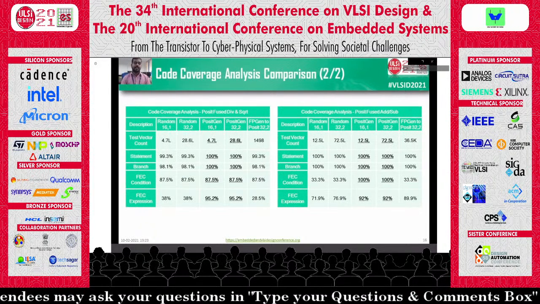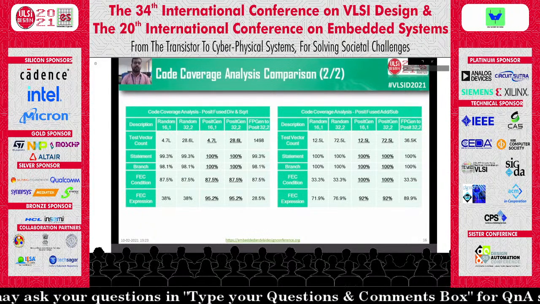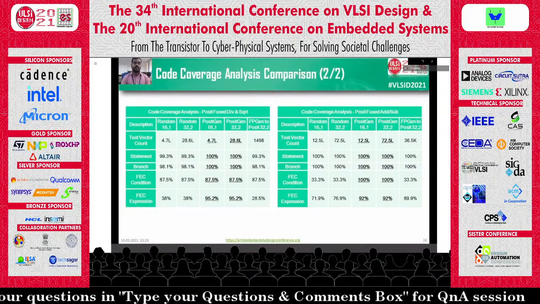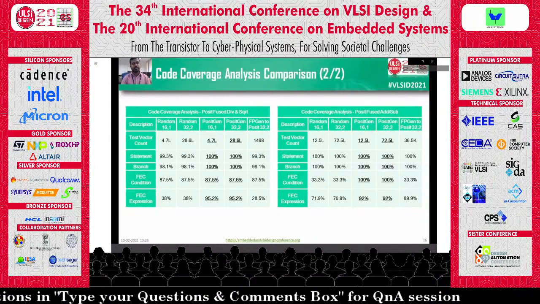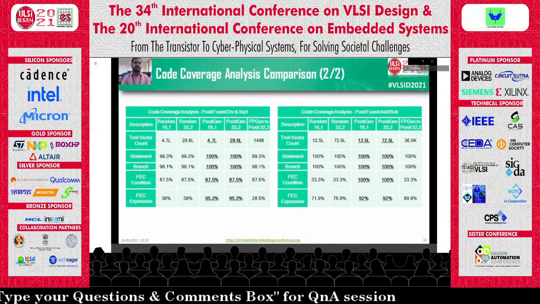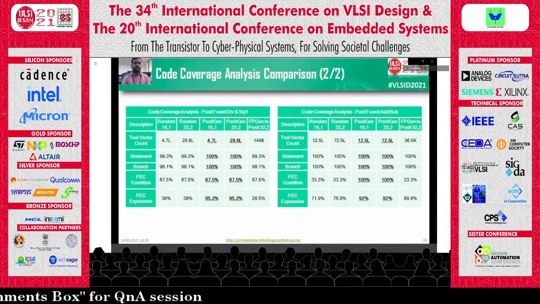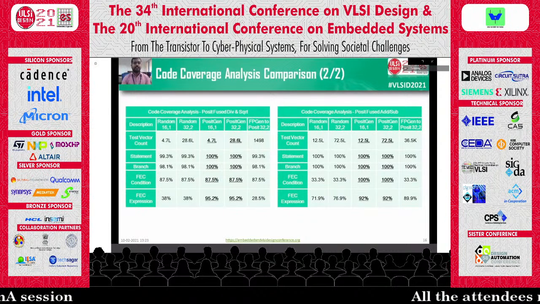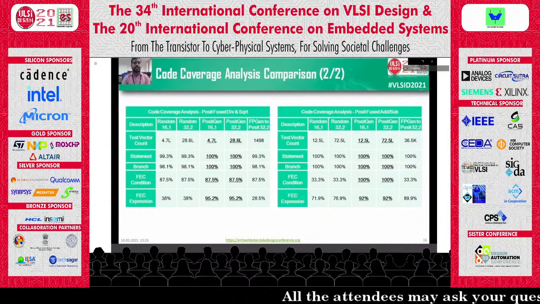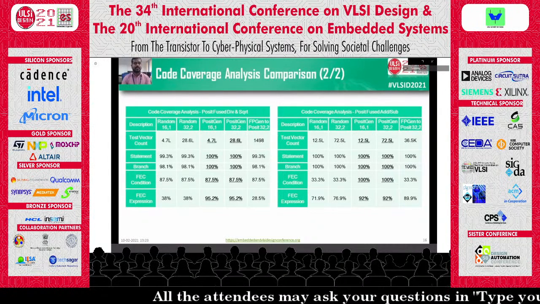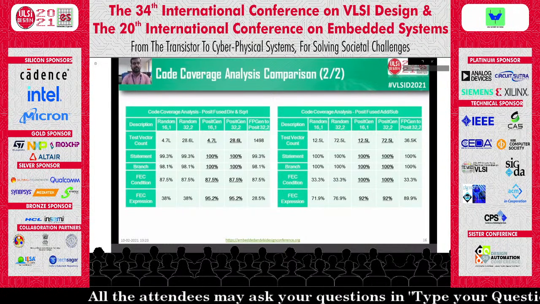This slide details the code coverage analysis of the POSIT fused division and square root module and the POSIT addition and subtraction module. The table on the left side depicts the code coverage analysis of the POSIT fused division and square root module using random, POSIT-gen and FPGen translator test vectors. From the table, it is clear that the FEC expression code coverage metric for POSIT-gen is giving better code coverage as compared with the random and FPGen translator test vectors.